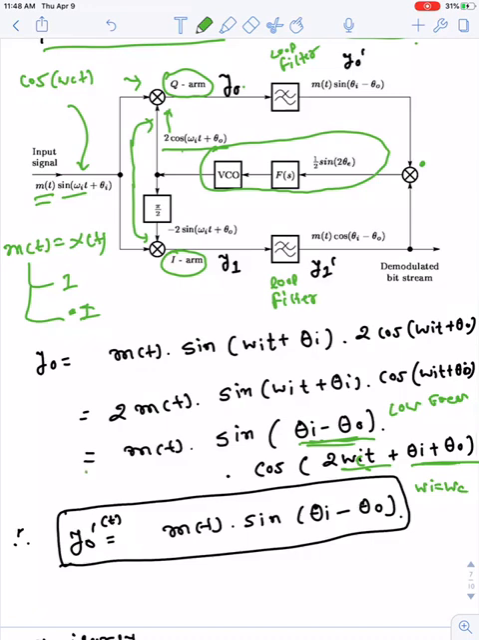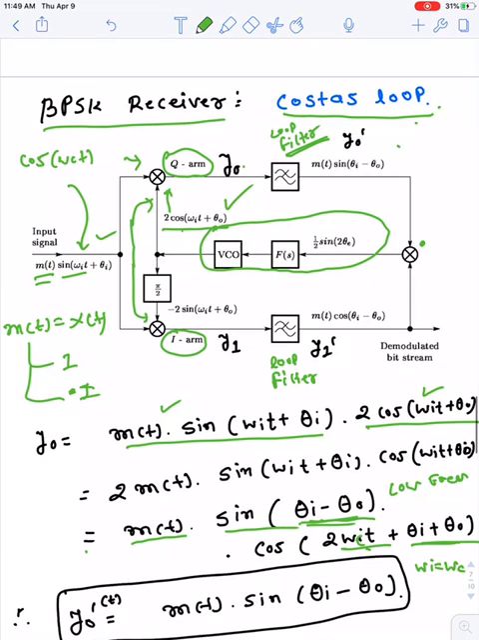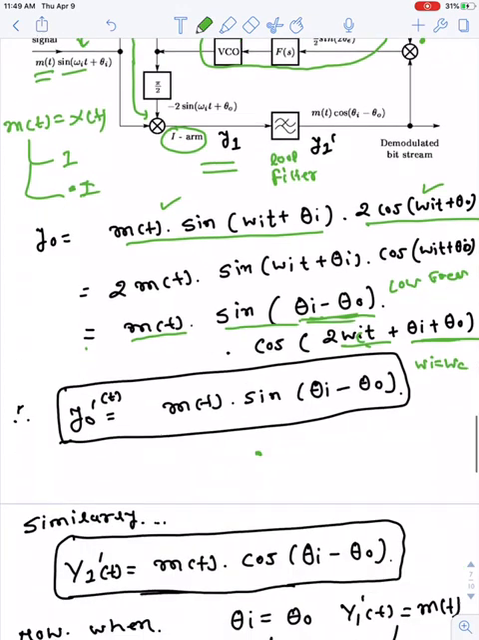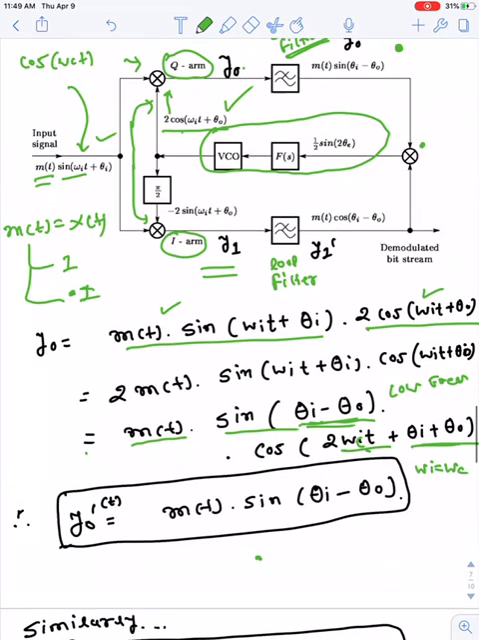This is the y0 output. This is the incoming signal. This is the locally generated signal. This one corresponds to this one, and this one is similar to this one. Both are multiplied, and we get the two components. The component which passes through this loop filter is the low frequency component, m of t sin of theta I minus theta 0. It will be passed, and is finally available here. A similar expression can be represented for the I arm. For the I arm, let's define the output as y1 dash, where y1 is the output after multiplication.